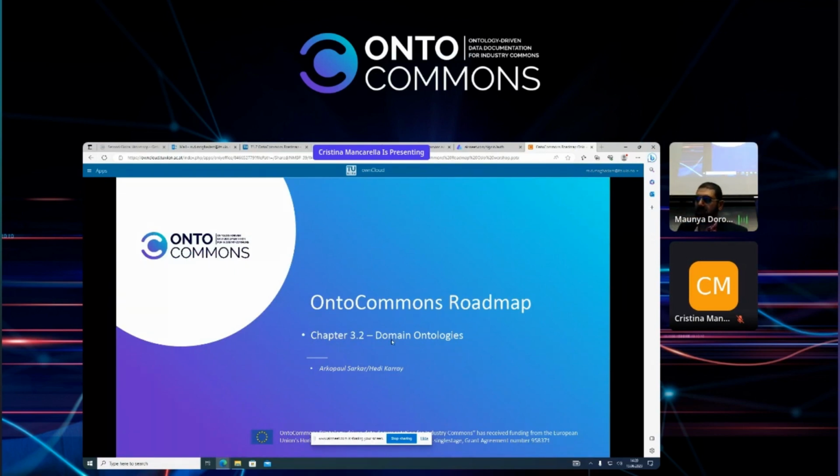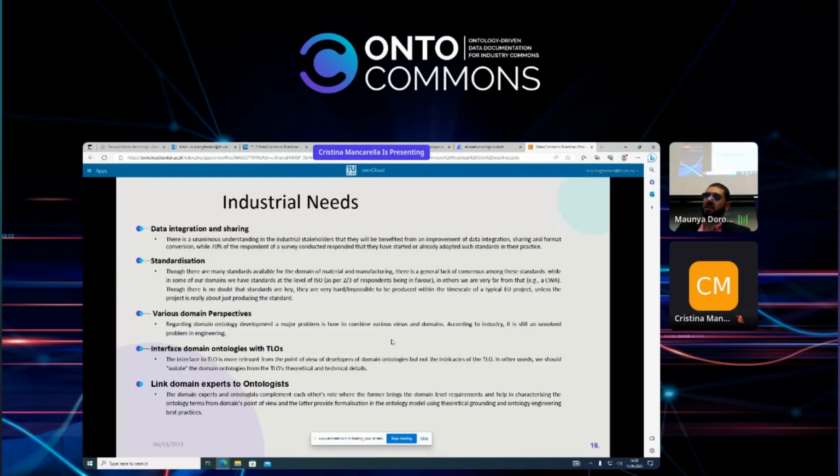The next chapter is concerning the domain ontologies. Regarding that, domain ontologies are needed for data integration and sharing. And one of the most important pieces of information that we collected is that 70% of the people that we surveyed say that they are really interested in ontologies for data integration and sharing.